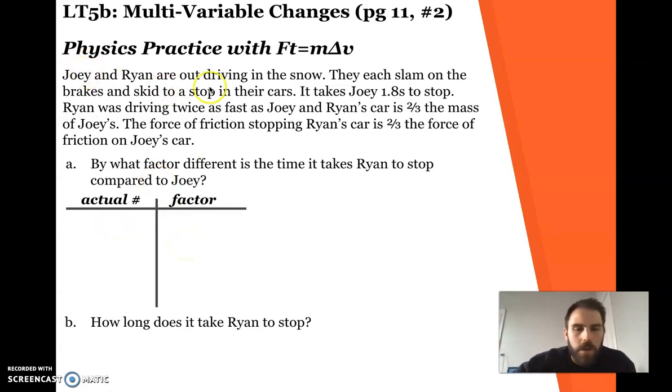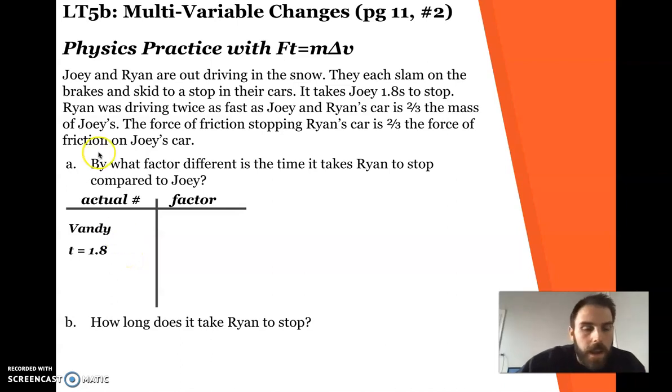So Joey and Ryan are out driving in the snow. They each slam on the brakes and skid to a stop in their cars. So I know that they're coming to a stop. Their final velocity is 0 meters per second. It takes Joey 1.8 seconds to stop. So boom, I have a unit behind that number, so I know that that's an actual number. Something that I forgot to put in here is the actual unit: the time is 1.8 seconds.